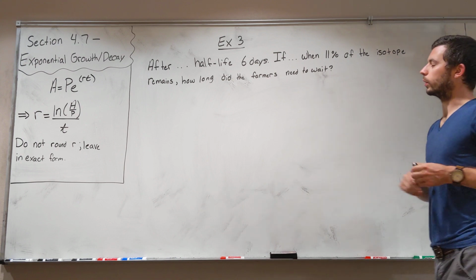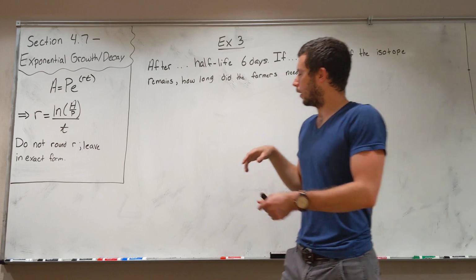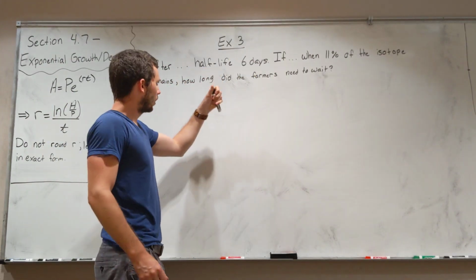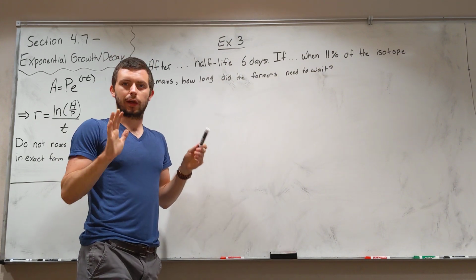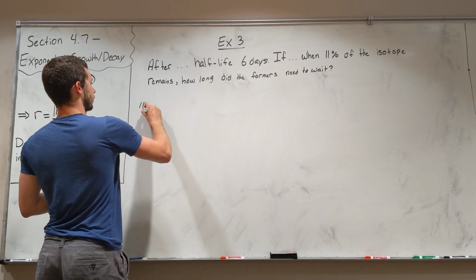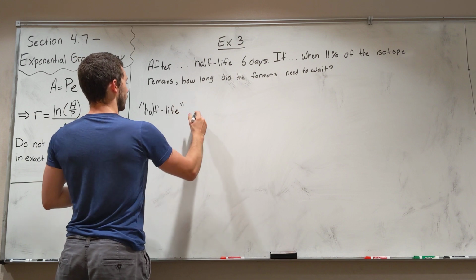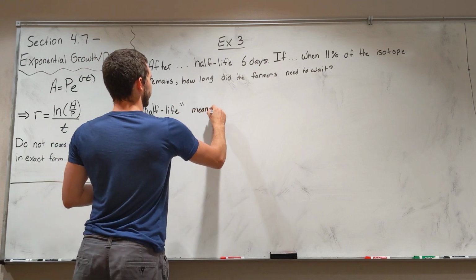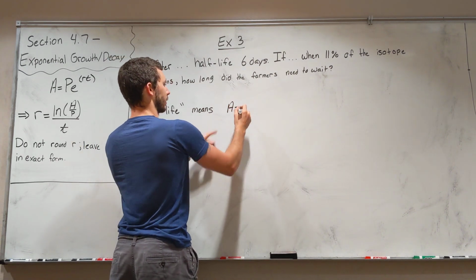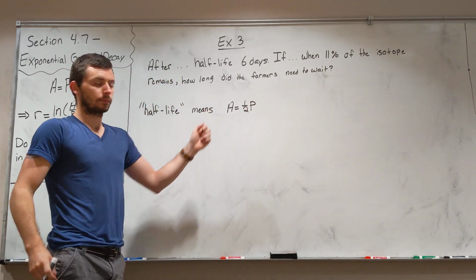For example 3, we see a familiar idea. It's the half-life, and it does tell us that the half-life is 6 days. So let's go ahead and just extract that before we look at anything else. So the half-life, I mentioned this before, means that the final amount, so whatever the final amount is 1/2 of the original amount.